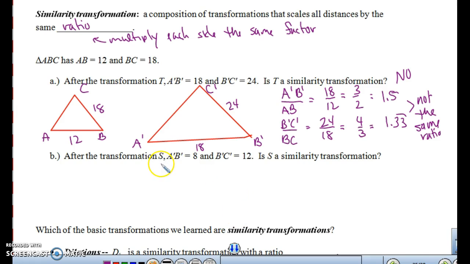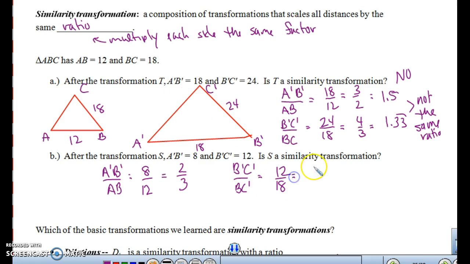Okay, now, what if we did a different transformation? Let's do it the same way, except this time we're going to change the value of A prime, B prime. A prime, B prime this time is 8, and the original AB was 12. That reduces to 2 over 3. Compare B prime, C prime to BC. B prime, C prime is 12, and BC was 18, and that reduces to 2 over 3. So is this a similarity transformation? Yes, because the sides are in proportion. They have the same ratio.